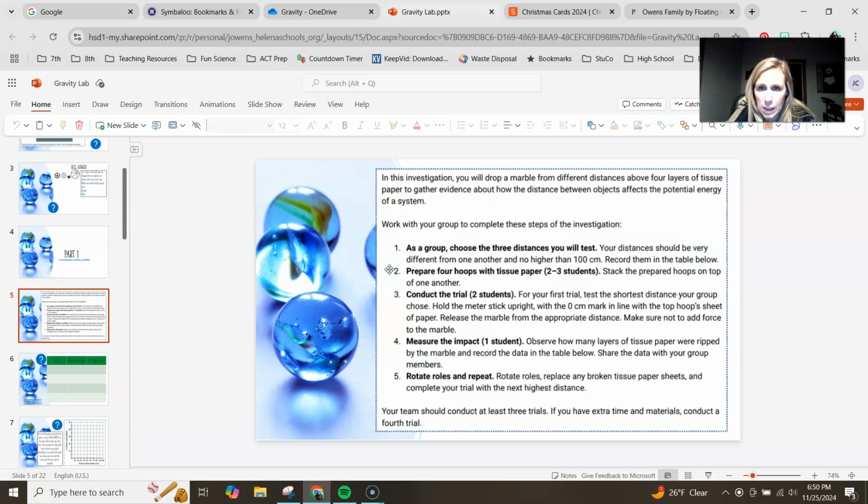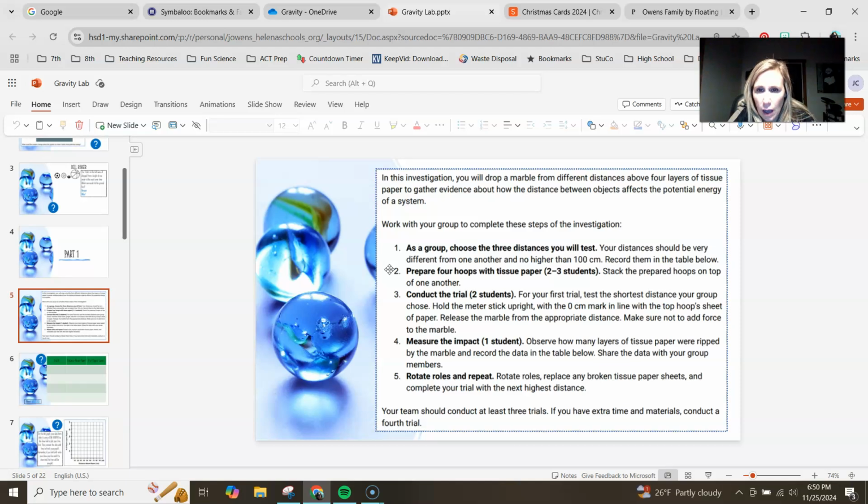Okay, so work with your group to complete these steps of the investigation. As a group, choose the 3 distances you will test. And this one, I think I did 20, 40, and 60. I think I even did a 4th one that had 80 in it. Okay, prepare 4 hoops with tissue papers, so 2 to 3 students. Stack the prepared hoops on top of each other.